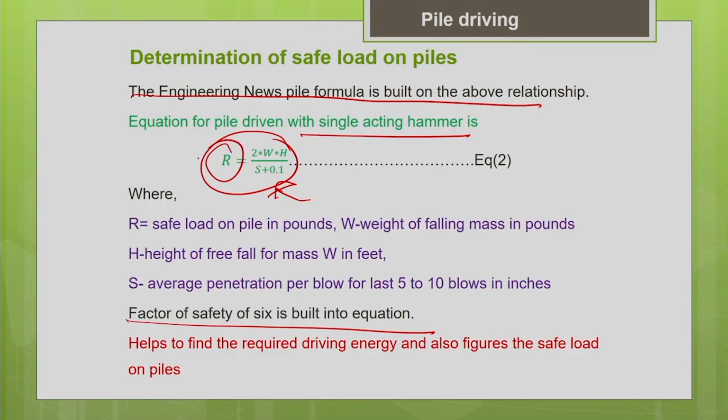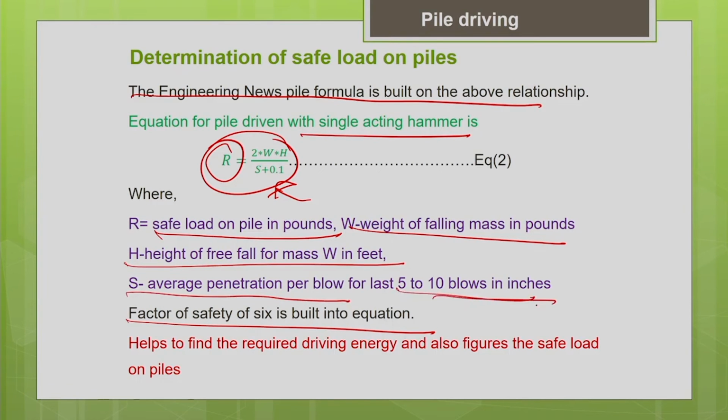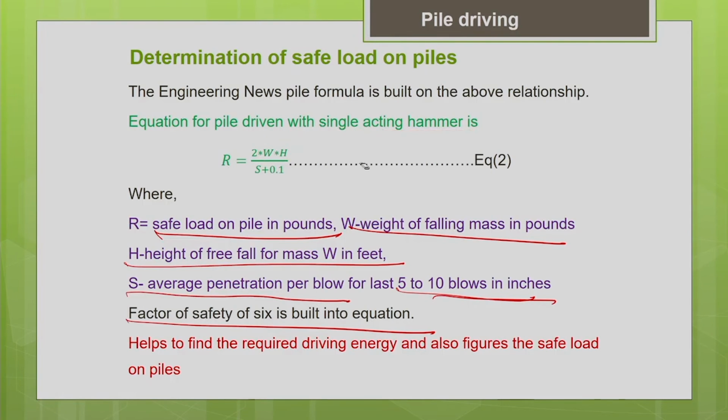So, R is the safe load on the pile in pounds, W is the weight of the hammer, that is the falling mass in pounds, H is the height of free fall for the mass W in feet, and S is the average penetration per blow for the last few blows, say 5 to 10 blows, in inches. So, this is the formula derived for a single acting hammer. If you want to determine the safe load on the piles, or if you want to know the driving energy needed, you can make use of this equation.